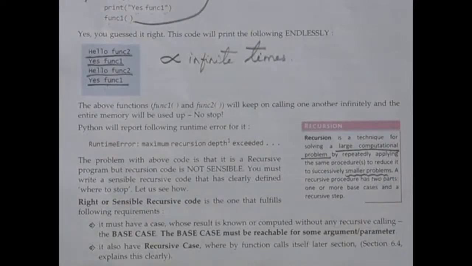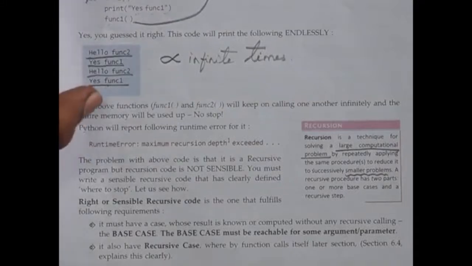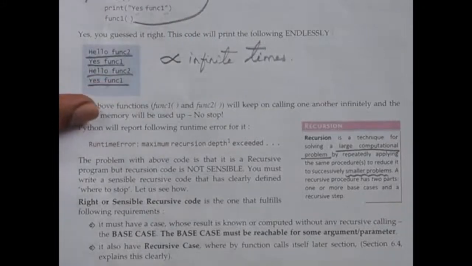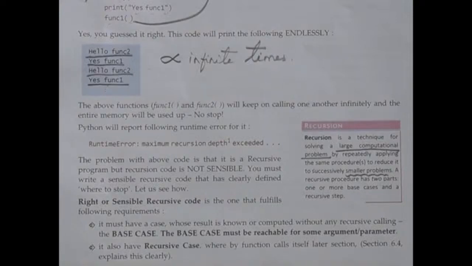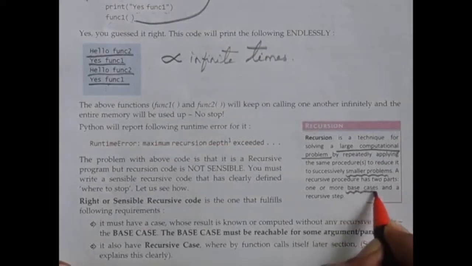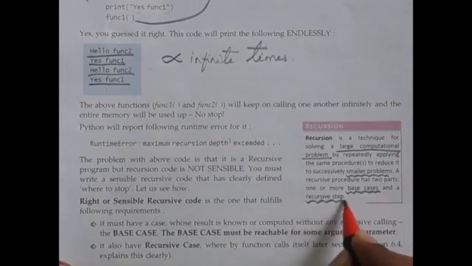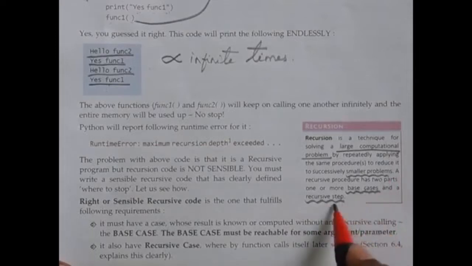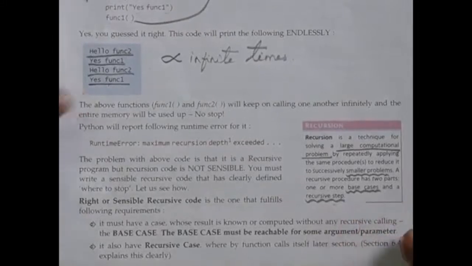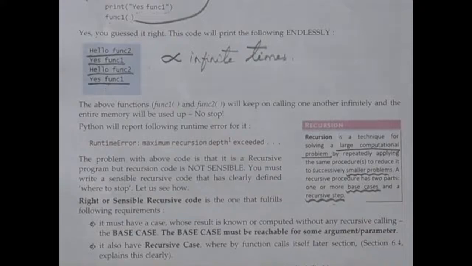I told you this function will execute an infinite number of times, so at any one point we have to stop the function execution. For that, we have to use two techniques: the base case and the recursive step. If you use these two, you can easily finish this recursive function. Otherwise, this function will execute infinite times and your computer will hang.